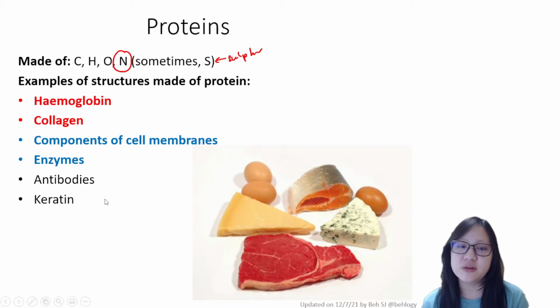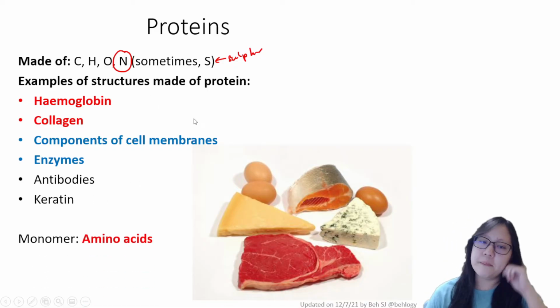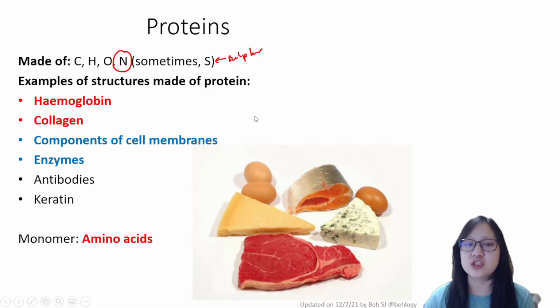Keratin, all keratin is made of protein. Keratin makes up your hair and your nails. These are all made of keratin. So there are many, many more structures made of protein. This is just a limited list, just some examples.